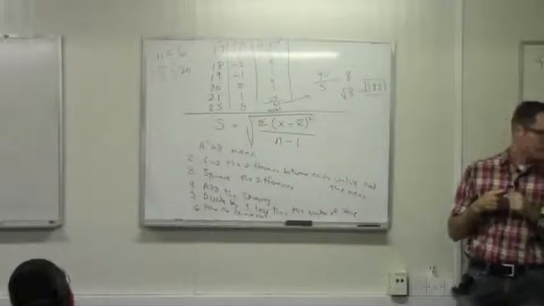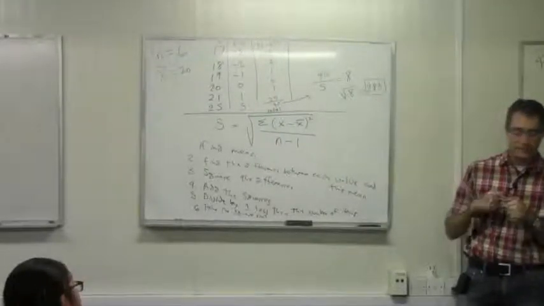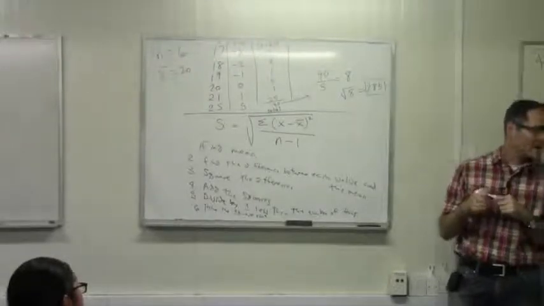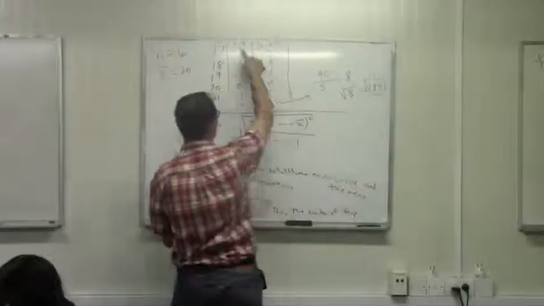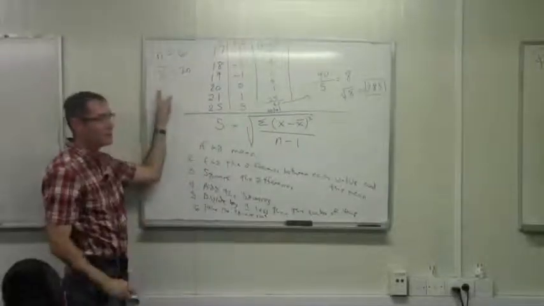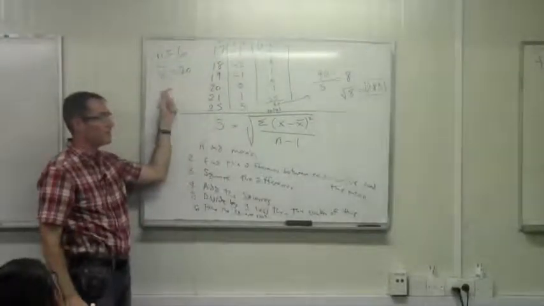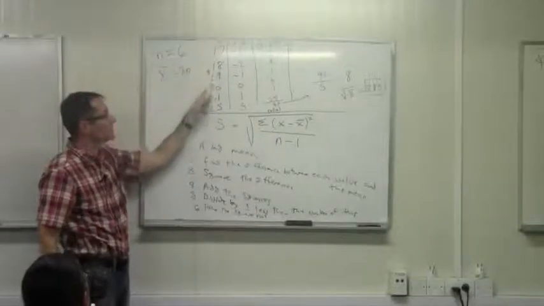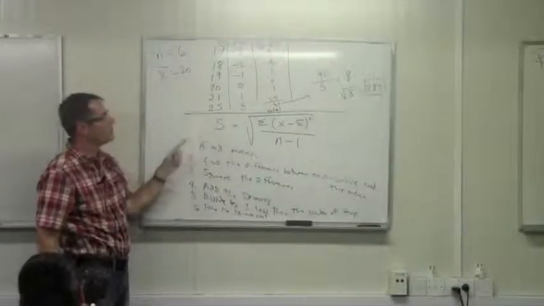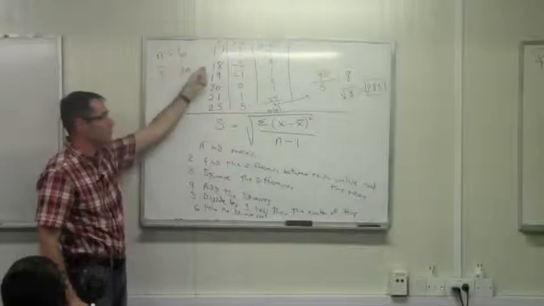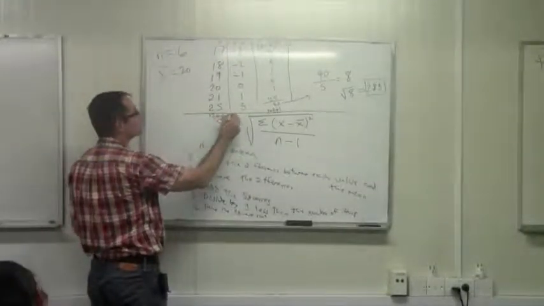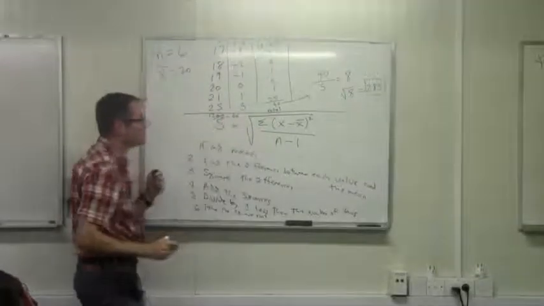Anybody else get 2.83? Oh, good. No? Which step did you not get to? Did you get all the numbers? The X minus? You got X bar first, right? 20. Got that first? 17, 18, 19, 20, 21 plus 25, that's 120, divided by 6. 120 divided by 6 is 20.